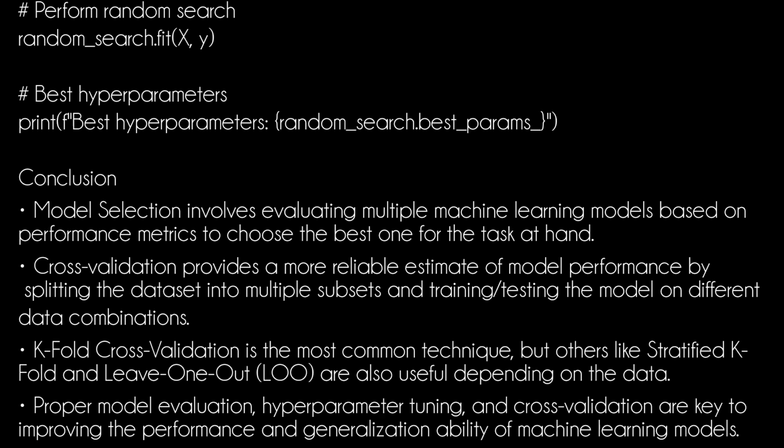Conclusion. Model selection involves evaluating multiple machine learning models based on performance metrics to choose the best one for the task at hand. Cross validation provides a more reliable estimate of model performance by splitting the dataset into multiple subsets and training and testing the model on different data combinations.